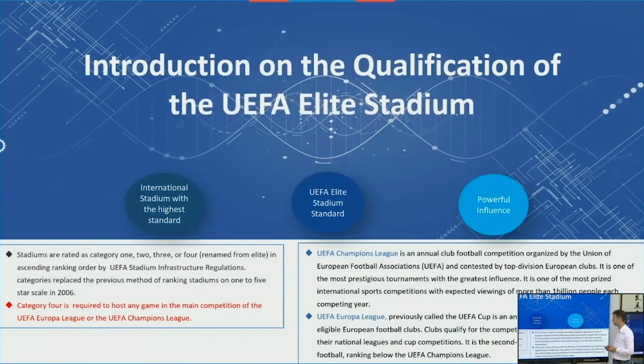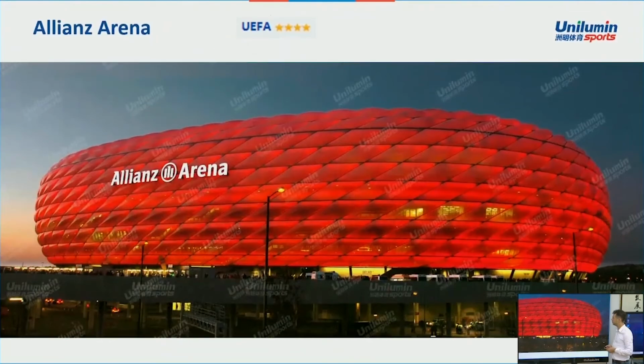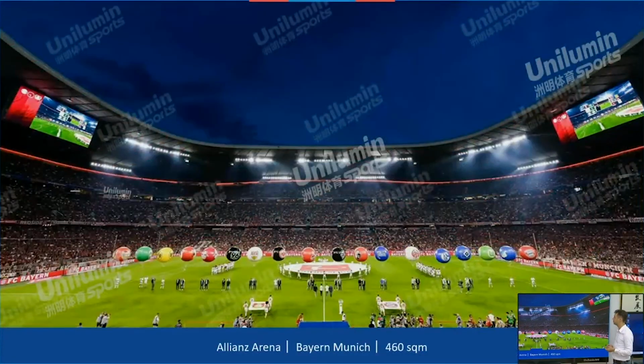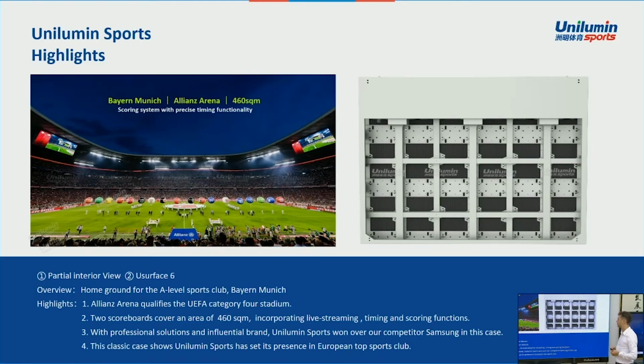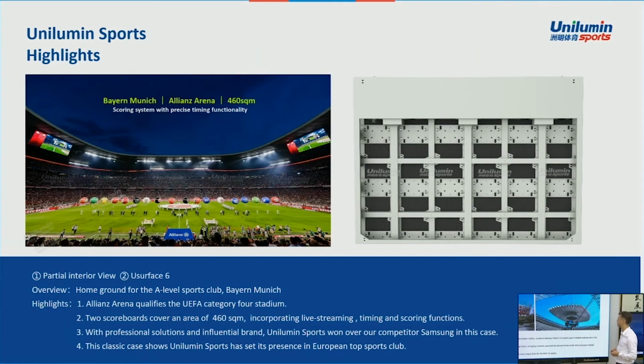A few UEFA cases. Allianz Arena, Bayern Munich. If you watch football, I'm sure you have seen that, and you have seen the scoreboards. Each scoreboard is double 2K. They're of quite big size and a nice resolution. They're P6, so 230 square meters for each screen with a P6 is a quite nice image effect.